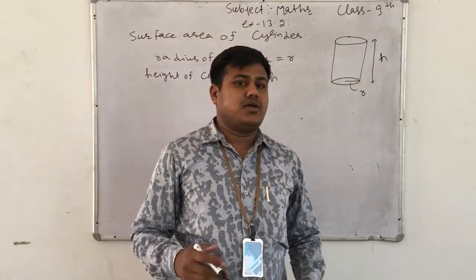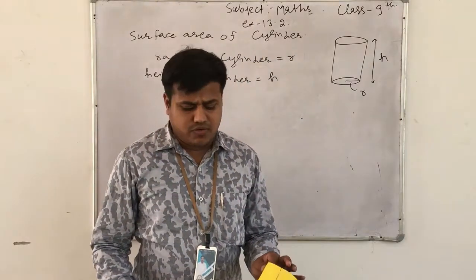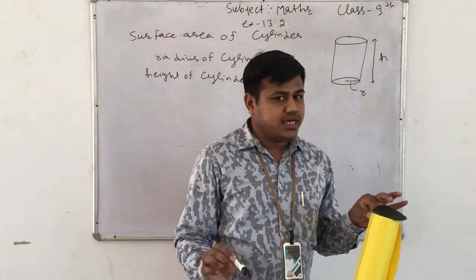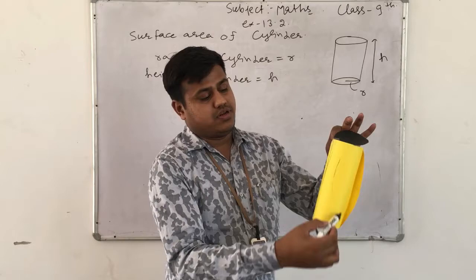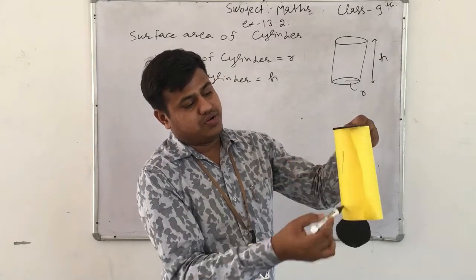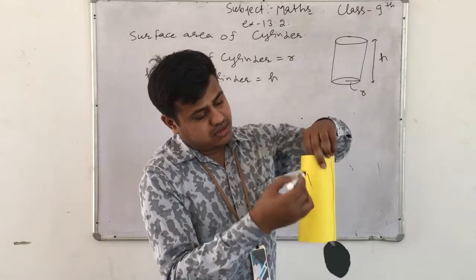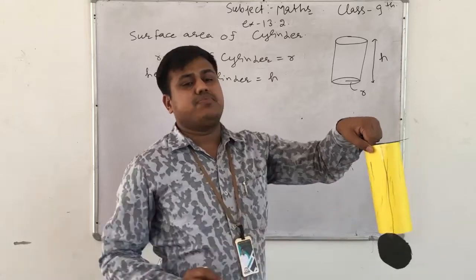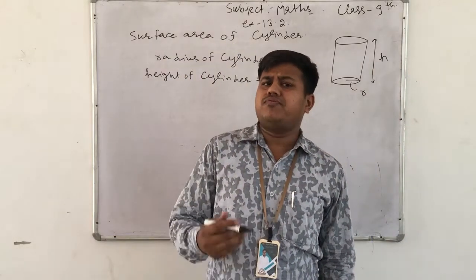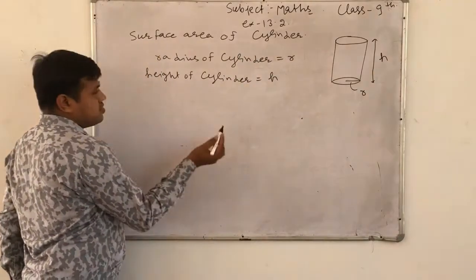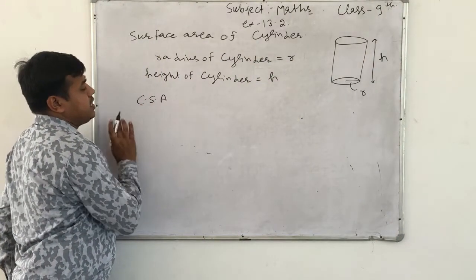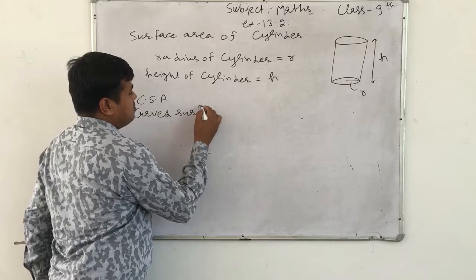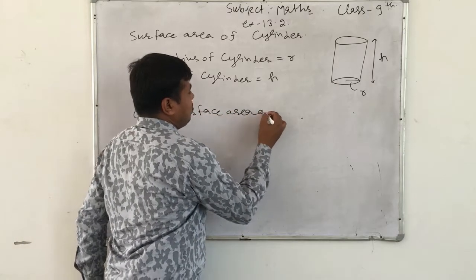If we want to find the curved surface area of the cylinder, it means the portion where I touch the marker. This yellow paper on which I mark a line, this complete portion is the curved surface area. Generally in short form we write CSA, curved surface area of cylinder.